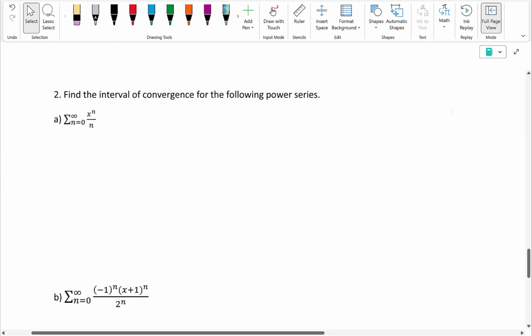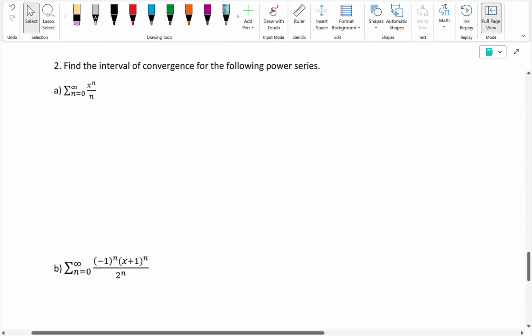All right, so a few more. Let's find the whole interval of convergence for the following power series. All right, we start exactly the way as we did just finding the radius. For A, we've got the summation from n equals 0 to infinity of x to the n over n.